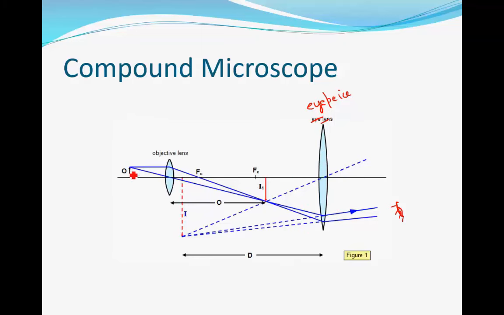Now we keep an object in front of the objective lens. It creates an image, and now this object is not between the pole and focus. It's actually beyond the focus. If it was between the pole and the focus, then we would have a virtual erect image made behind it, like a simple microscope. We don't want that. We want it to create a real and inverted image at a certain distance, so the image is created here.